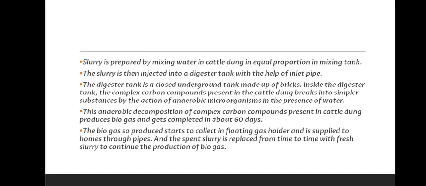Inside the digester tank, the complex carbon compounds present in the cattle dung break into simple substances by the actions of anaerobic microorganisms in the presence of the water. This anaerobic decomposition of the complex carbon compounds present in the cattle dung produces biogas and gets completed in about 60 days. The biogas so produced starts to collect in the floating gas holder and is supplied to the homes through pipes, and spent slurry is replaced from time to time with fresh slurry to continue the production of the biogas.